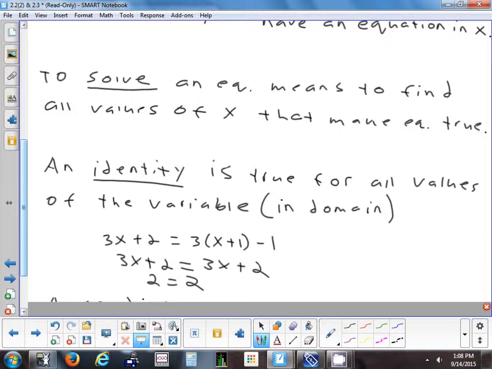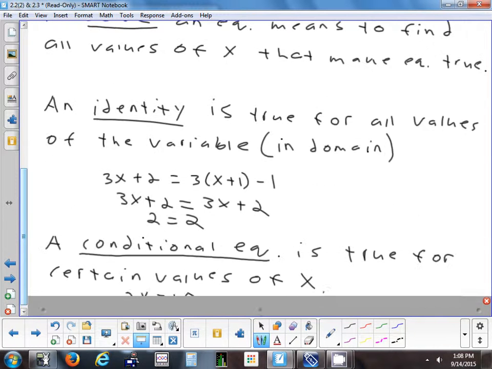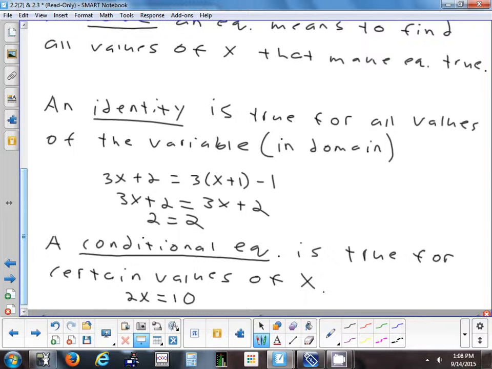It's not an identity, but there might be one number that works, like x plus 2 equals 5. It's not an identity because there's only one number that makes it work. Does anyone know what you call that? Okay, that's called a conditional equation. A conditional equation is true under the right condition, if you pick the right value for x. In this case, x equals 5.